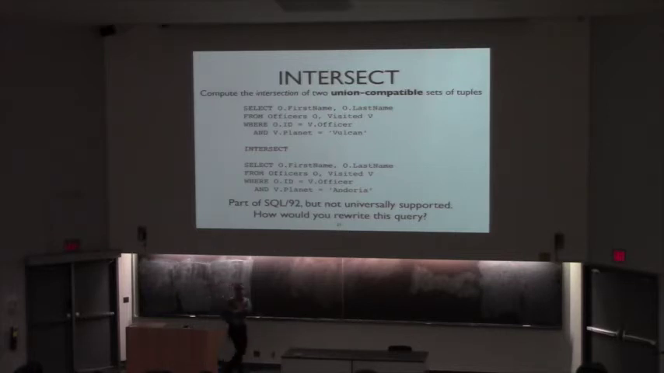At a high level, what is this query trying to compute? Yes, a list of officers who visited both Vulcan and Andoria. So what are you looking for? Can we take the union of officers that visited both and then except officers that hadn't visited both of them?